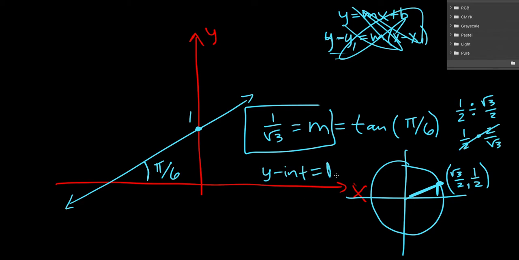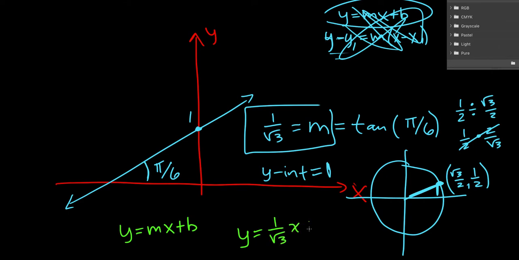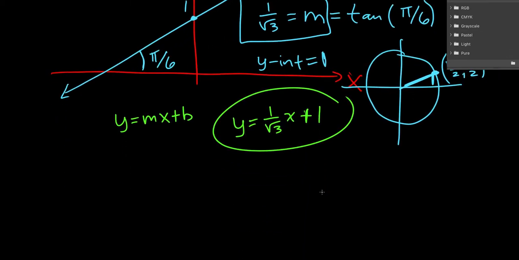And I guess we are using y equals mx plus b, but not in the traditional sense. So we're going to plug that in. We have y equals mx plus b, which means y equals 1 over the square root of 3 x plus 1. Okay? So let's try one more, and then we'll call it good.